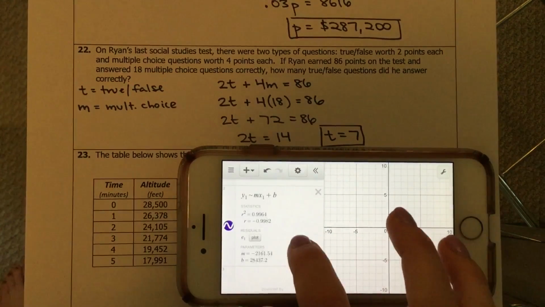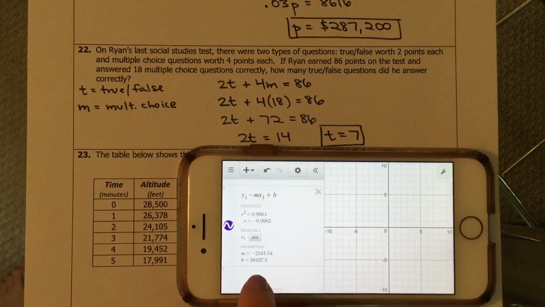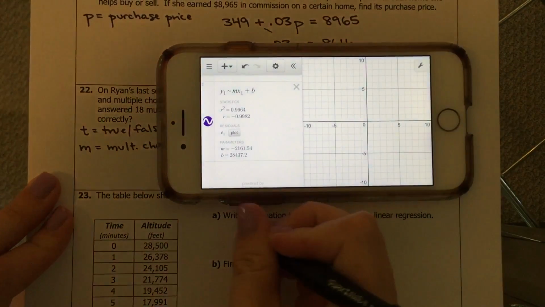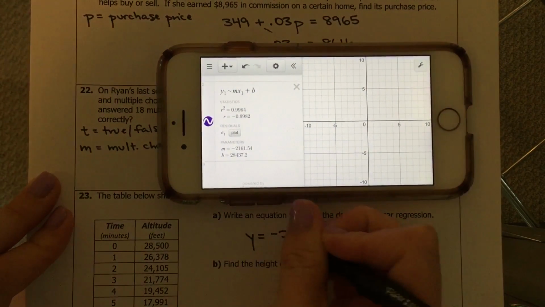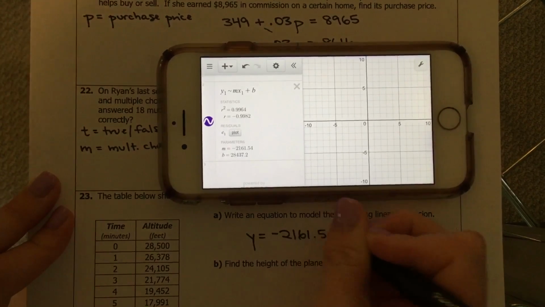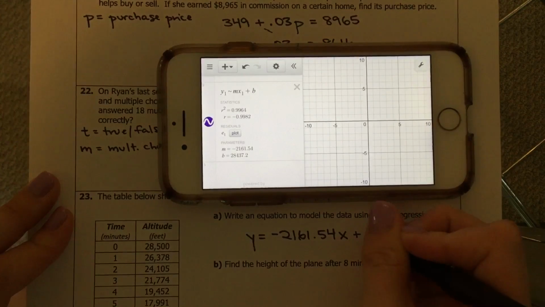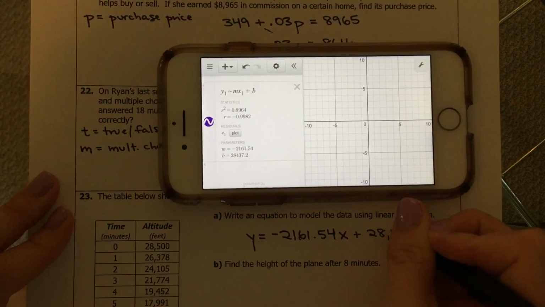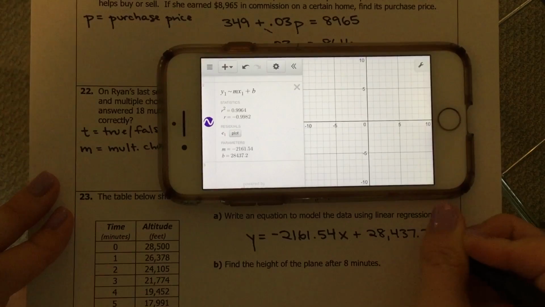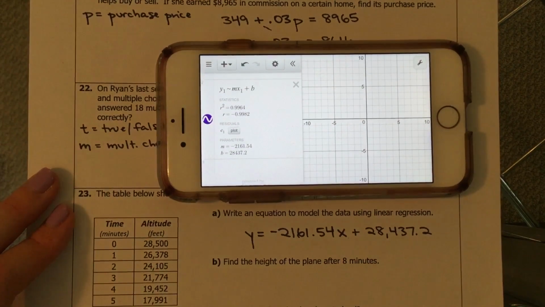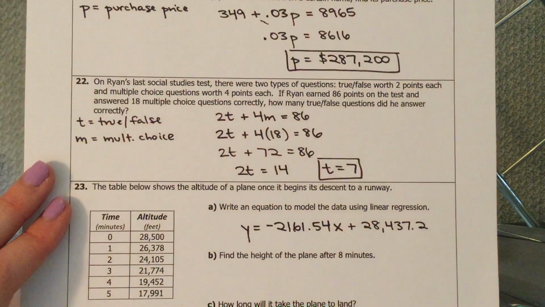Let me get rid of that. Okay, so now you can see our slope and then our y-intercept. So that becomes your equation, so we can write those values down. So we have y equals, the slope is negative 2161.54. That's attached to the x. And then plus our b, which is 28,437.2. All right, so those are the values that we're going to use. Okay, so now I can get my phone off the screen now that we've used those values.